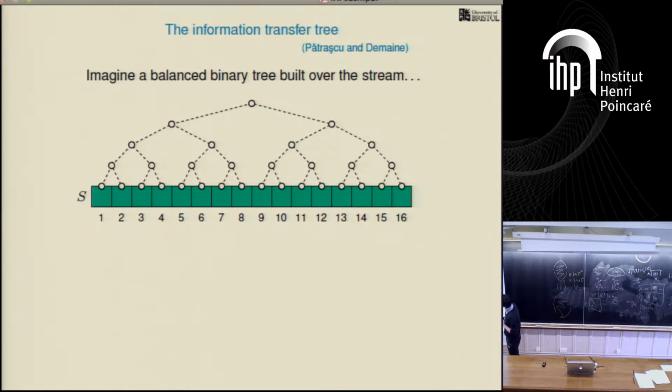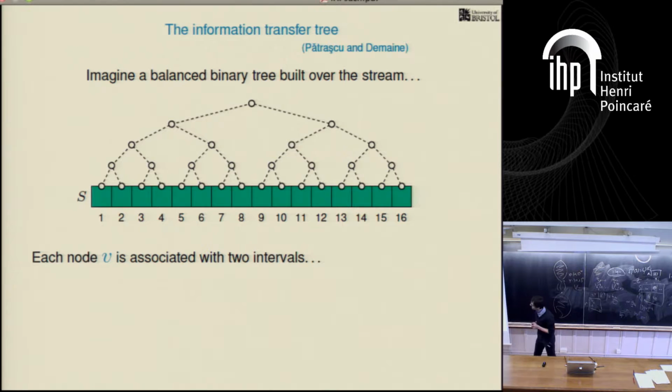So what you should imagine is a balanced binary tree built over the stream. So this is the stream. I've built this balanced binary tree over the stream. If the stream is longer, of course, it would generalize in the natural way. And I can use this to define this concept of information transfer, which was introduced by Patrascu and Demaine in a really seminal paper that's been mentioned like 5 times this week at least.